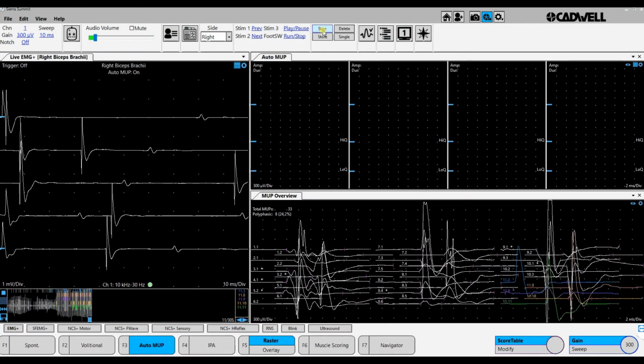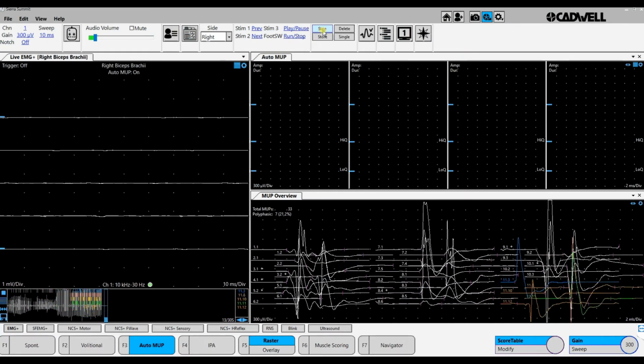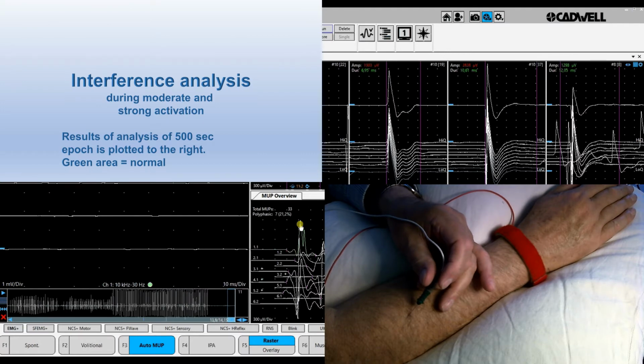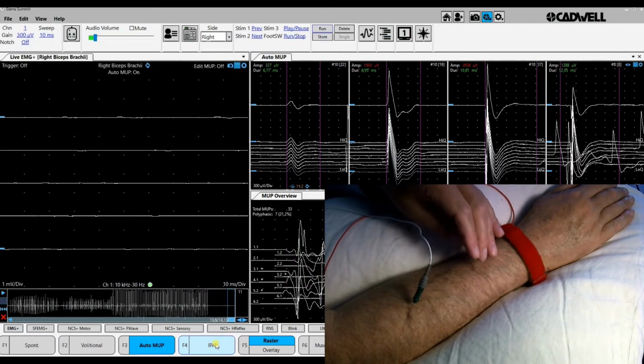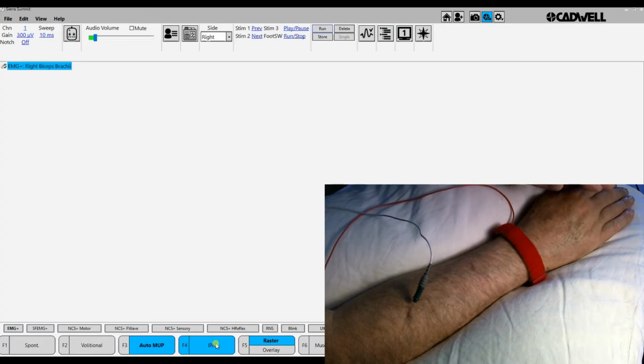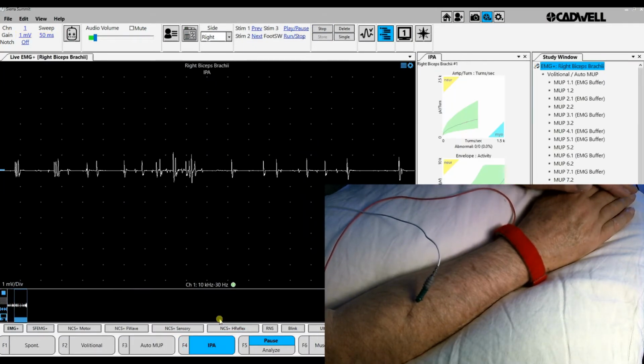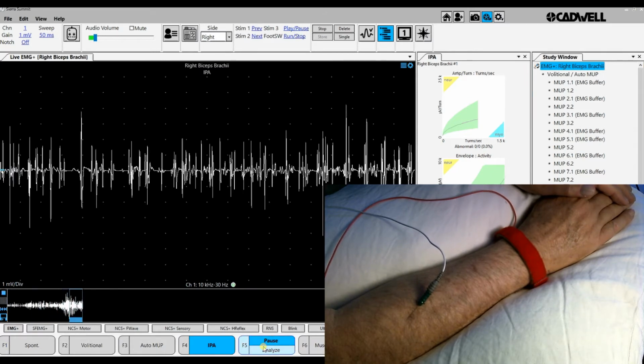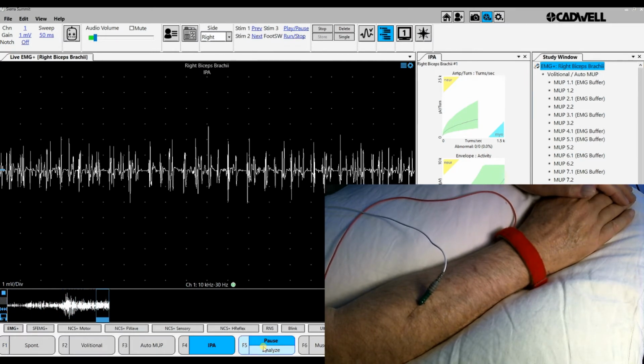And here is another unit. And now we have 33 motor units collected, and then we go over to the interference pattern, and I'm going to do that in short segments, and so start and stop after each second. So here is a slight contraction, and we analyze.